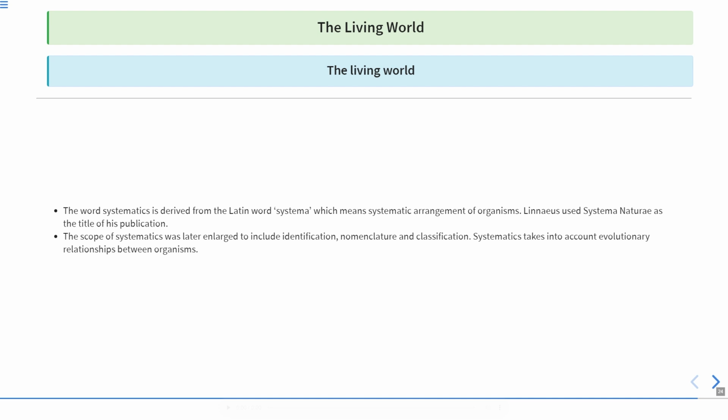Linnaeus first published about this in a book called Systema Naturae, and he talked about systematics in his book. The scope of systematics was later enlarged to include identification, nomenclature, and classification. And systematics takes into account the evolutionary relationship among the organisms. So earlier we were talking about identification, nomenclature, and classification. But later, when we started thinking about the relationship, or systematics, we can understand the evolutionary relationship among the organisms. Which organism has evolved from which organism? We can think about that by building the relationship among the organisms, right?